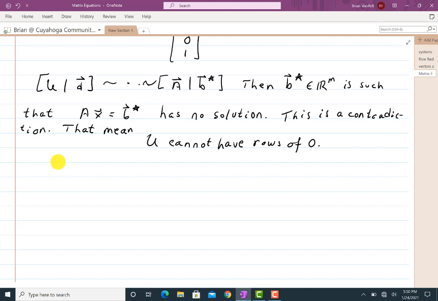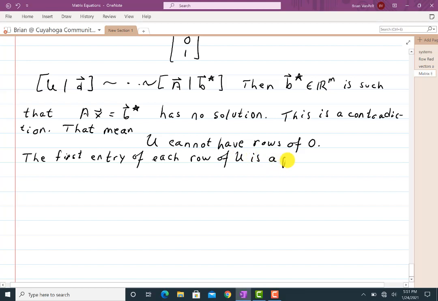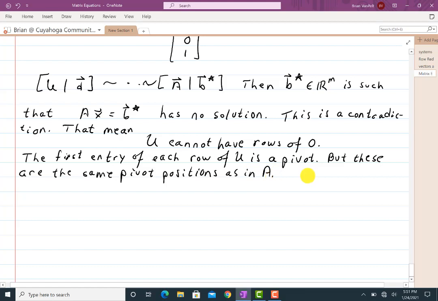And if our echelon form does not have rows of 0, then the first entry of each row of U is a pivot. But there's the same number of rows in U as there are in A, and these are the same pivot positions as in A. Thus, A has a pivot in every row. I'm almost done with this theorem.